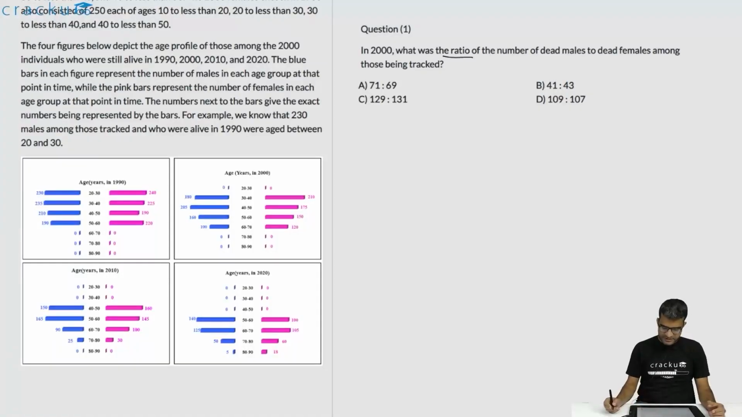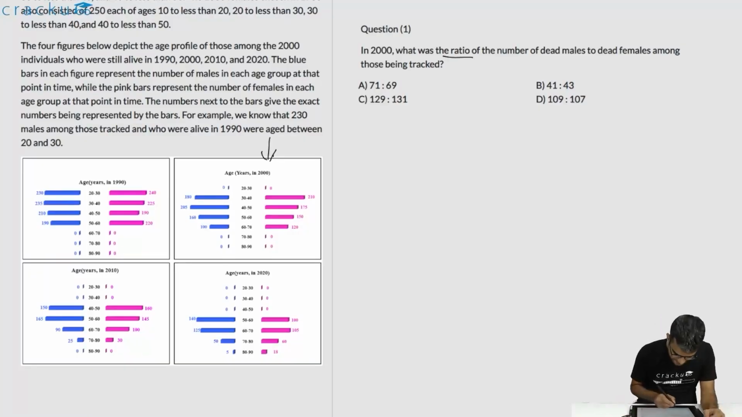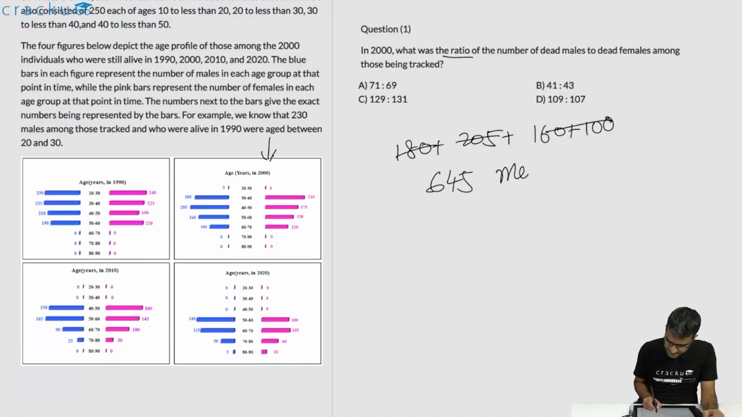In 2000, what is the ratio of the number of dead males to the number of dead females among those who are being tracked? In 2000, over here, what is the total number of men who were alive? That will be 180 plus 205 plus 160 plus 100. This is 260, 440, 645. So 645 men were alive.